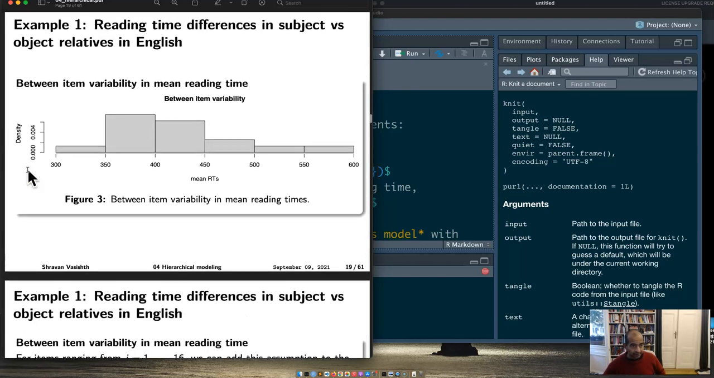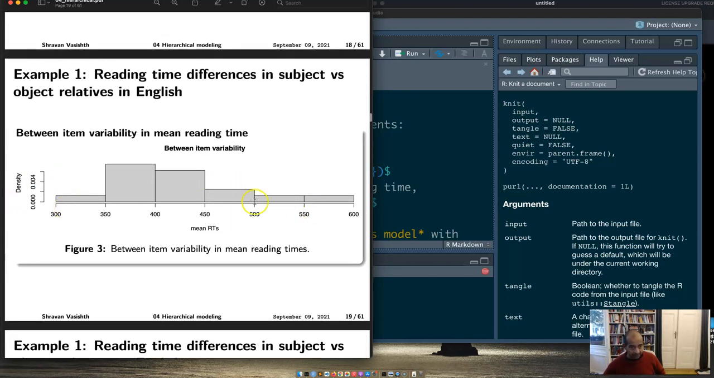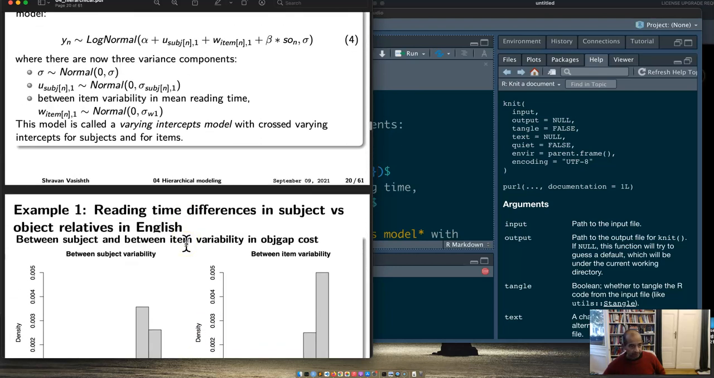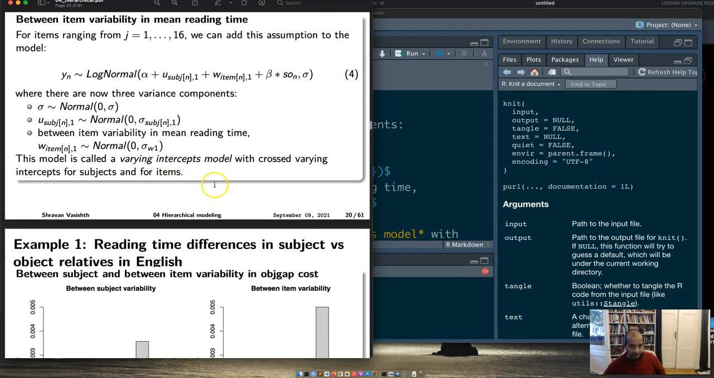So they're capturing an important property of the data, namely this between item variability and what we saw earlier, the between subject variability, right? So this is more realistic for this kind of design. But one thing to notice is that we have added one more variance component in the story, right? So this is going to affect our uncertainty of the estimate again.